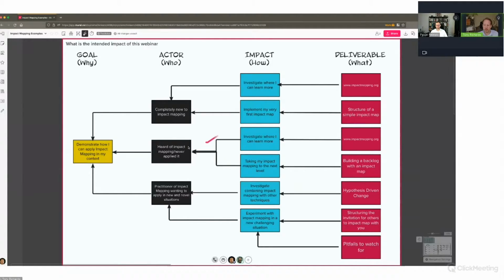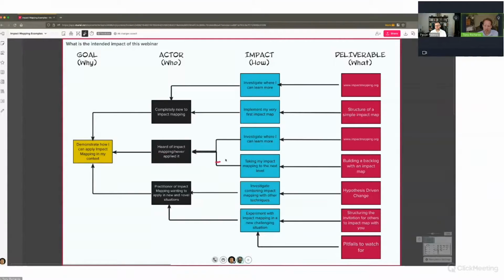If we move to the person who's heard of it but never applied it before, the impact might be they go away and learn something more beyond what they already knew. Or they might be taking their impact map to the next level based on what they're hearing. The final actor is learning about this too. So as you can see, we start to state the way we expect the actor to be behaving when we're reaching the goal that's stated at the start. Because after all, if people don't alter the way that they behave, nothing really happens in the world.